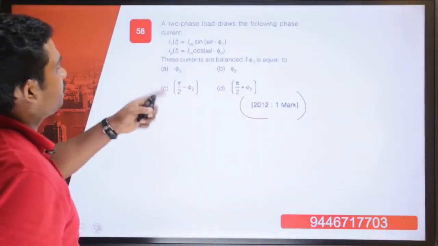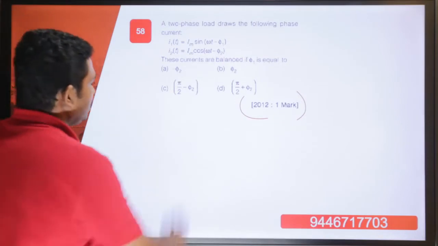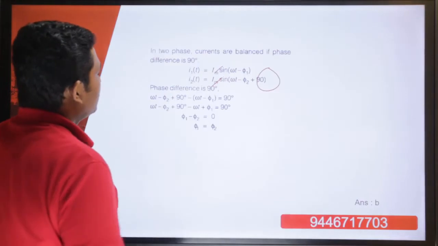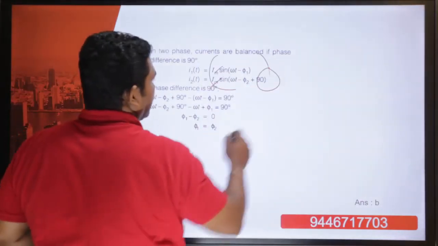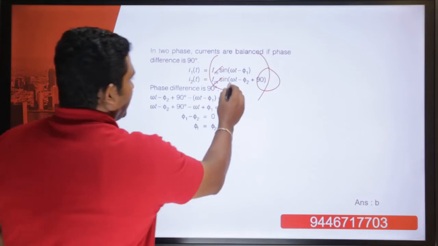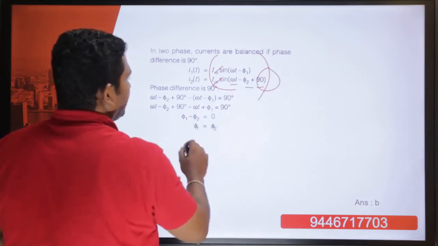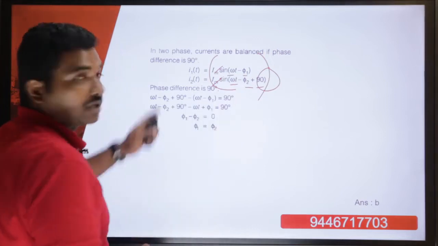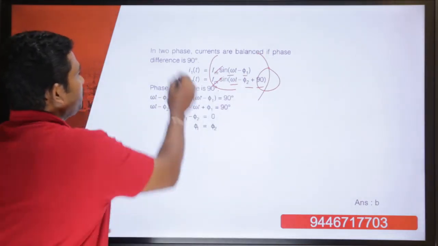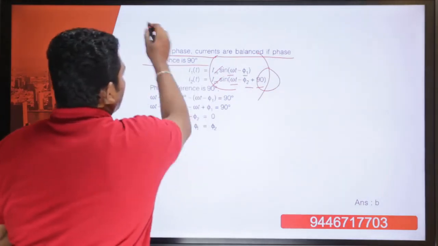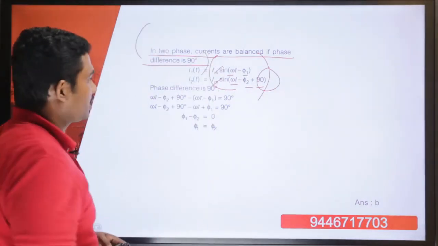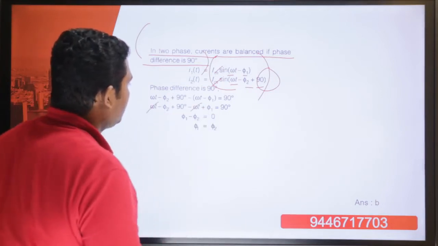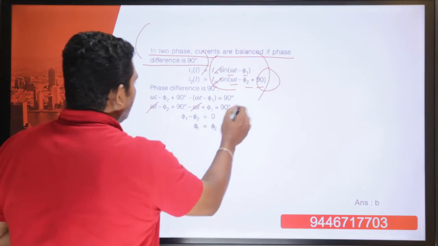This is a two-phase load. So when it is a two-phase load, the phase difference of the two currents will be 90 degrees. So the difference between the phases has to be 90 degrees. So omega t minus phi2 plus 90 degrees minus omega t minus phi1 is equal to 90 degrees. You have to remember this condition: in a two-phase system the currents are balanced if the phase difference is 90 degrees. And when you are equating this, omega t and omega t cancel, so 90 and 90 will become 0.